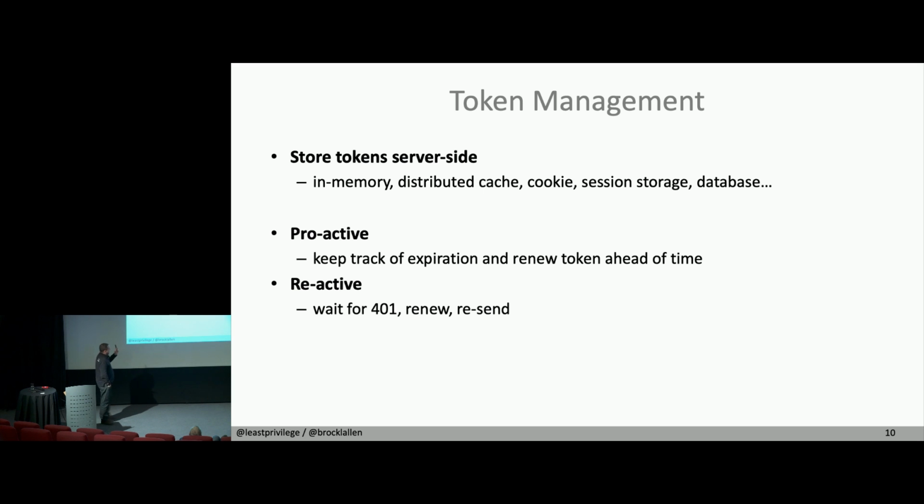Reactive is another approach that some libraries use. Basically, they don't use caching or something like this. They just use the token until you get a 401 back from the API. And the 401 typically means your token is not good anymore. What you then do is you lazily get a new token and resend the request. So these are two approaches that are often being used.